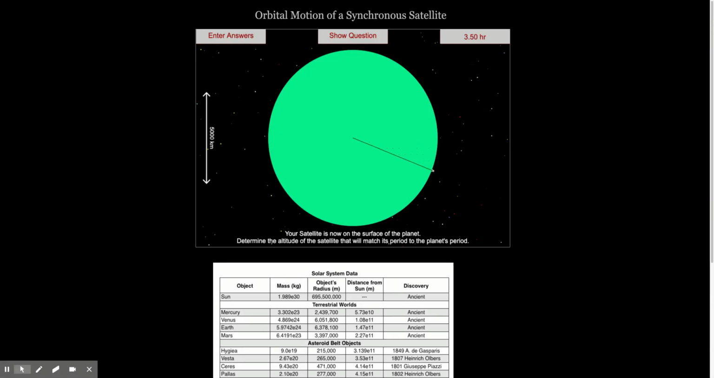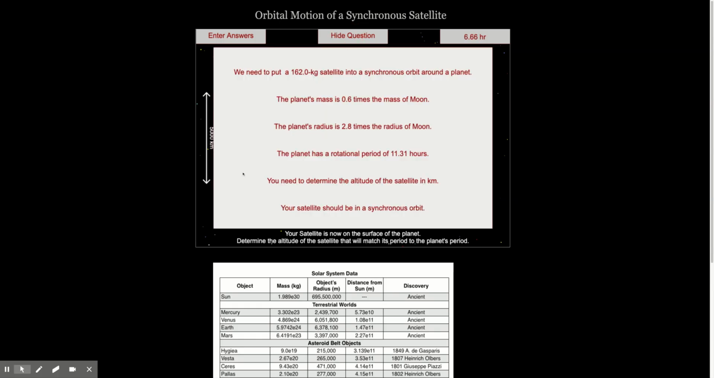Good afternoon, everybody. It is the fourth question for the week, the synchronous satellite question. What we're trying to do is put a satellite in orbit around this planet so that it has the same period of orbit as the planet. So if I hit show question here, there's a few things that I definitely need to write down.